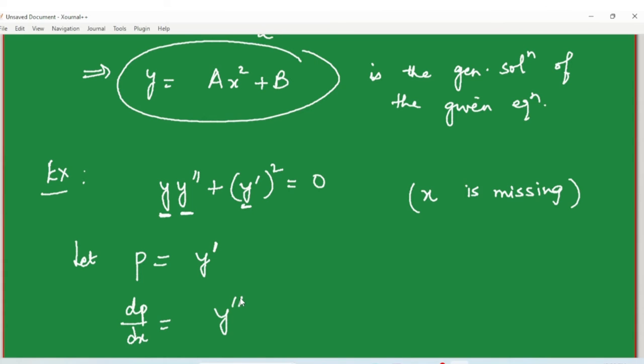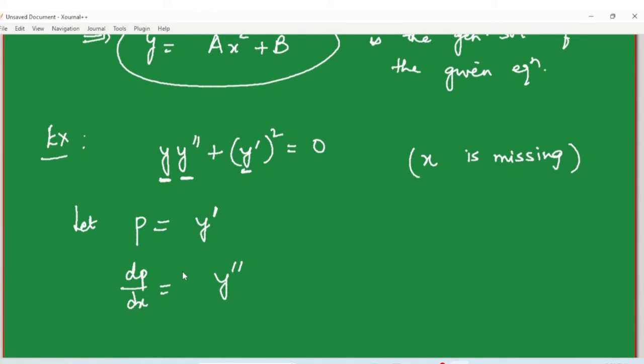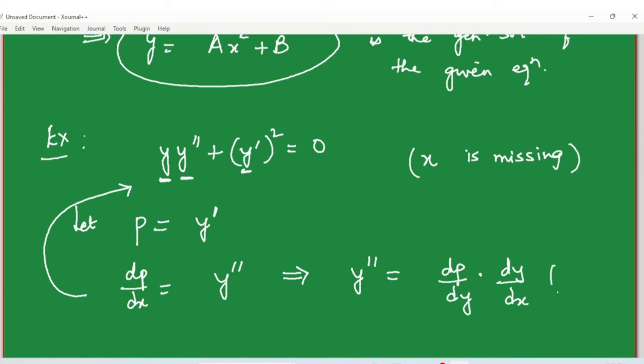Here you should note, in the earlier question where the dependent variable y was missing, we could straight away put y double dash as dp by dx. Now if we put dp by dx as y double dash in this question, we are going to introduce x. But since x is missing in the question, we do not want x to appear anywhere. So there will be one more step involved here. We'll be using chain rule to get rid of this x by rewriting dp by dx as dp by dy into dy by dx using chain rule.